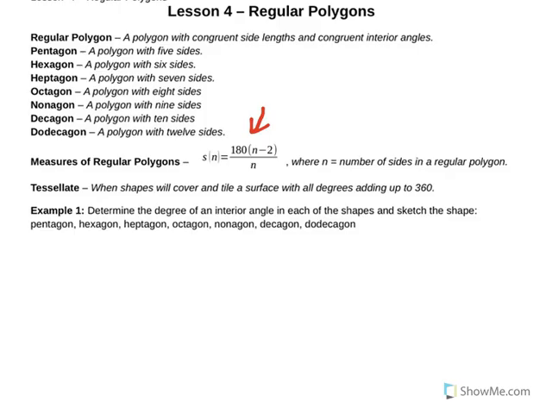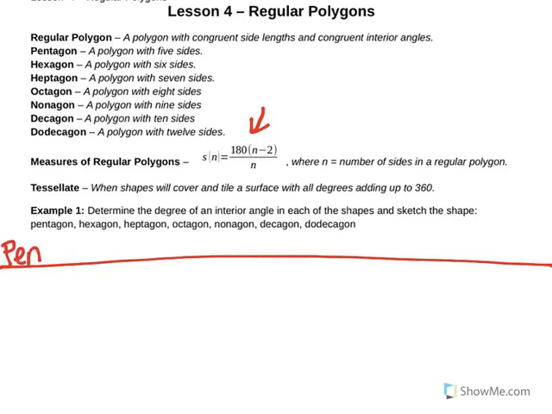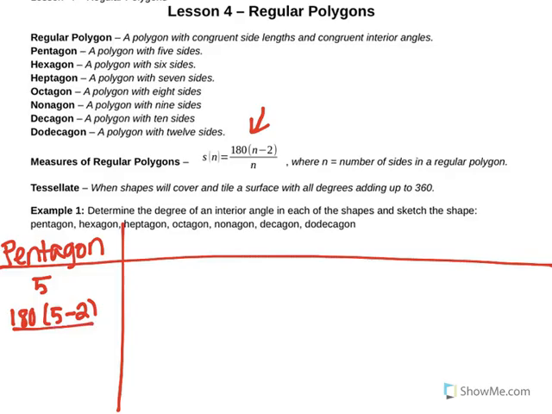This one says determine the degree of each of these shapes. So we're going to just make a chart here, and we're going to do each one. We're going to start with pentagon. A pentagon has 5 sides, so we're going to do 180 times 5 minus 2 divided by 5. We just plug a 5 in for that n value.